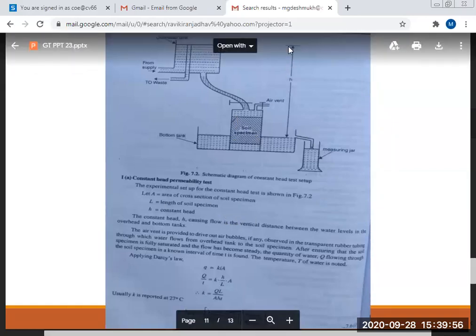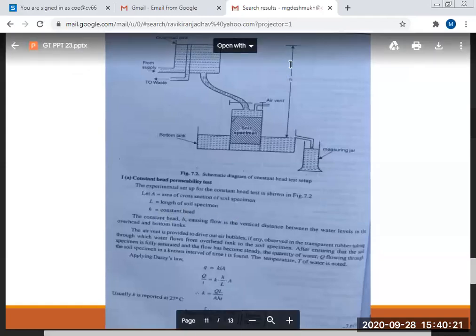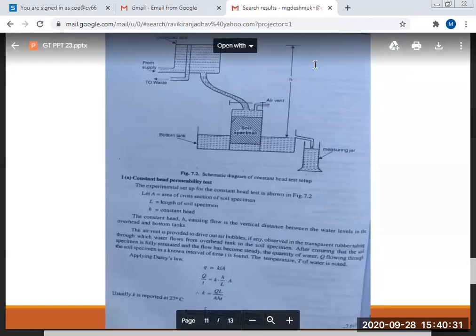And H is the distance from the overhead tank to the bottom tank where this is kept. The water head is maintained constant, and this is called H, and this H is the constant head. The experimental setup is shown here. Let A be the area of the cross section of the soil specimen, L the length of the soil specimen, and H the constant head. The constant head causing flow is the vertical distance between the water levels in the overhead and bottom tank.